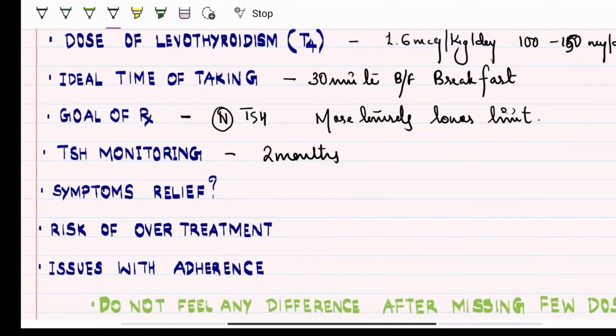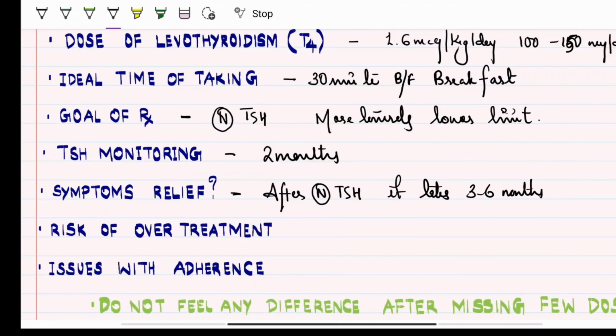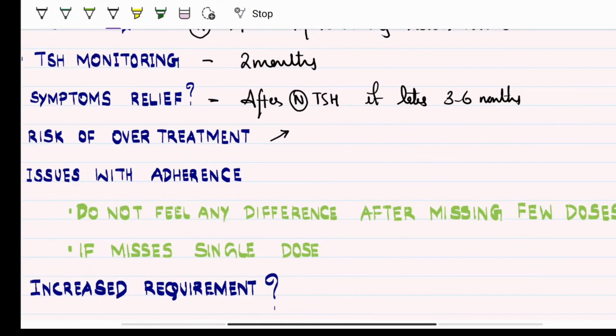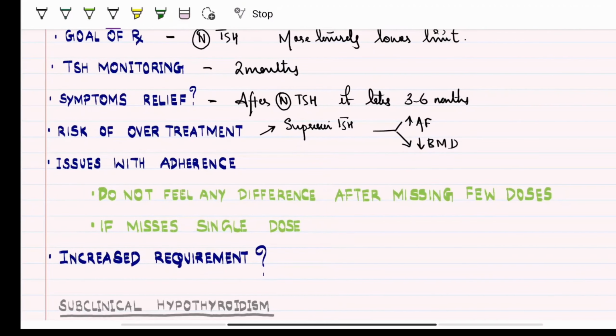If a normal TSH is achieved after the treatment, it takes 3 to 6 months for the symptoms to get relief. Overtreatment carries a risk: it can cause suppression of TSH, and also atrial fibrillation, and it will decrease bone mineral density. Adherence is a problem, because if a patient misses a single dose, she does not feel any difference. She says that even though I missed today's dose, I don't have any problem. No, there is a problem. If you miss a single dose, then the next day you take 2 doses. That is, if you miss 100 today, take 200 tomorrow.